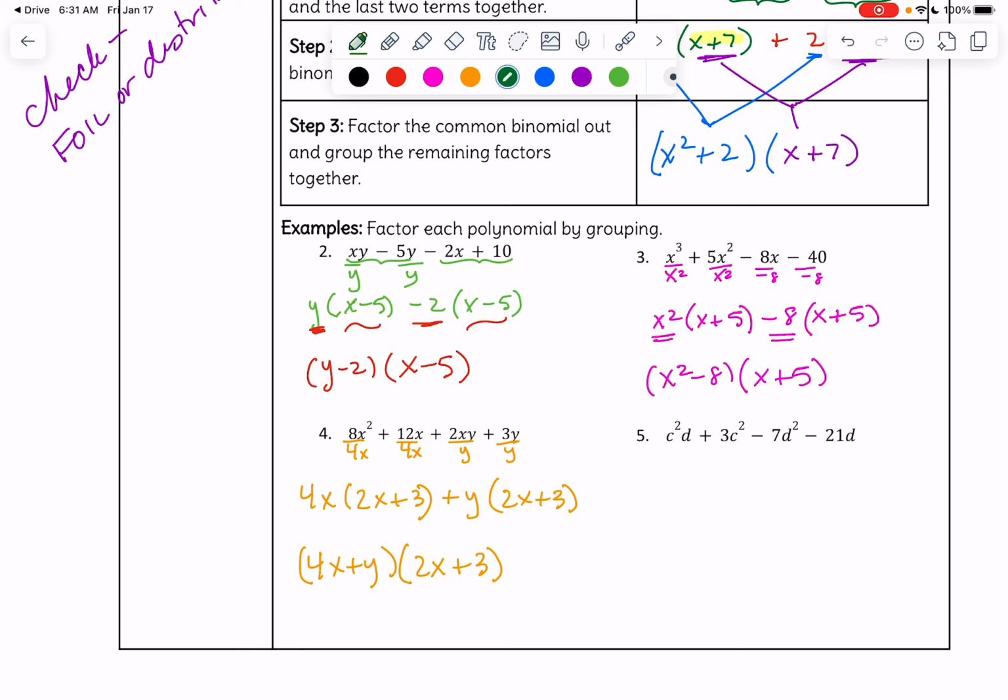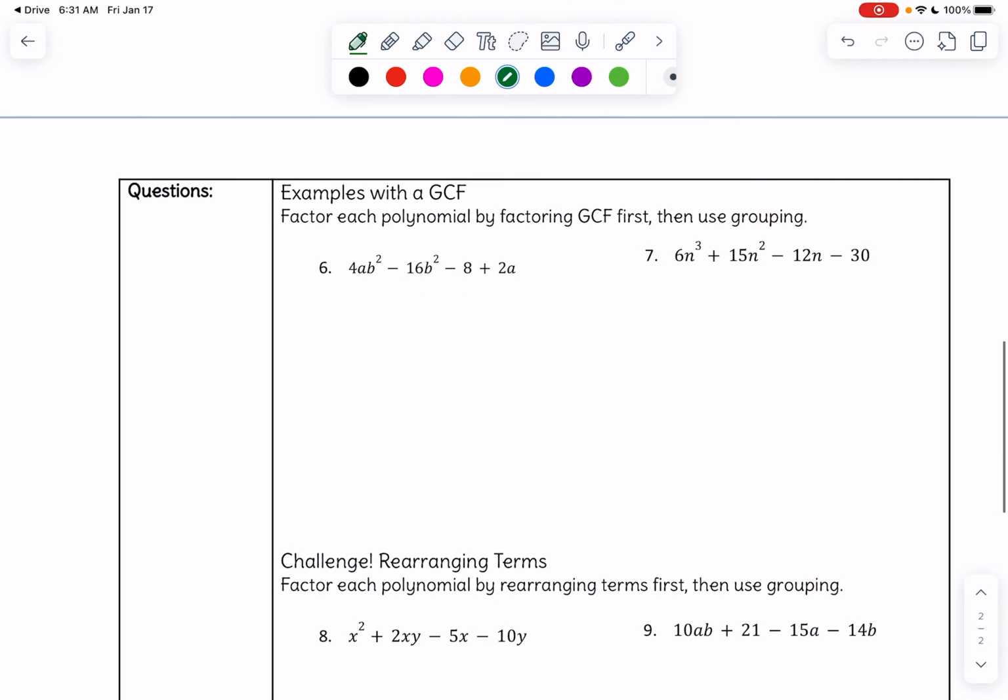You go through the steps and see if you can get d plus 3 and c squared minus 7d for number 5. All right, so when we look at number 6, I have to factor out a GCF first. So I can divide every one of those terms by 2. So I'm going to take a 2 out, and that leaves me with 2ab squared minus 8b squared minus 4 plus a.